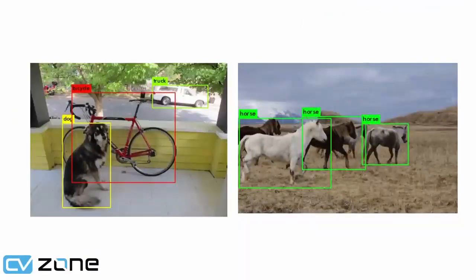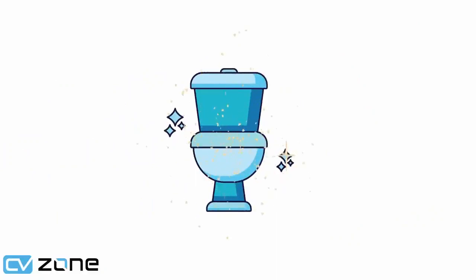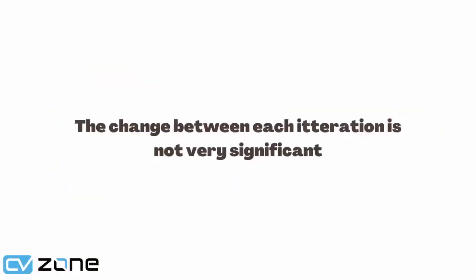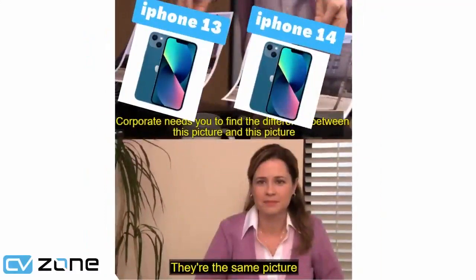to its predecessors. Since then, YOLO versions have been releasing faster than Andrew Tate's $5 million Bugattis. Every time I come back from the toilet, I have to check if a newer version of YOLO was already released. But don't worry, the change between each iteration is not always very significant. It's like Apple telling us how their latest iPhone design is completely different from the previous one.